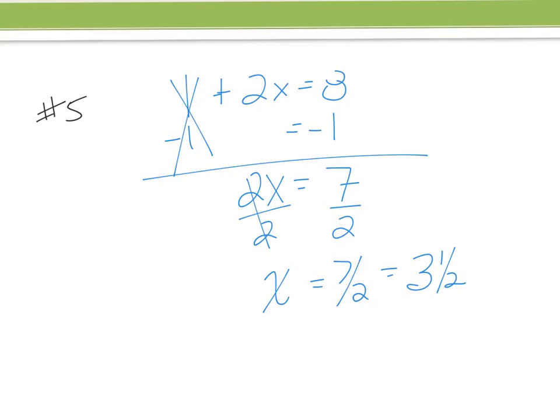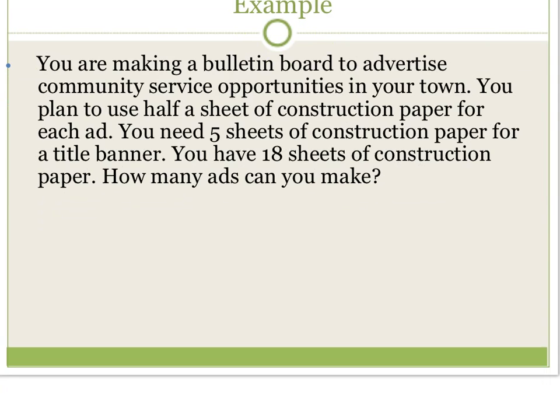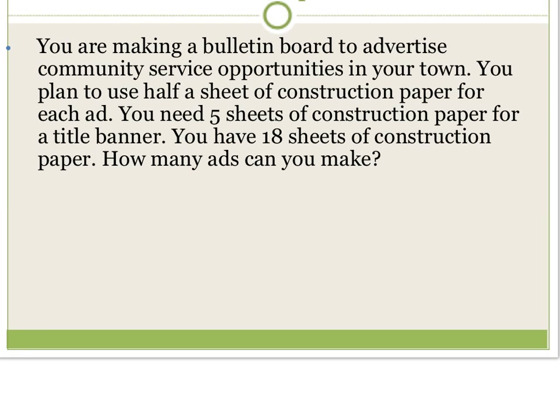And again, I can put this back in the original equation to check it. I'm going to try the story problem. In this case, I want you to read this problem carefully. I want you to realize that you need 5 sheets of construction paper for the title banner. That is a constant. That's not going to change. So that's going to be your constant.